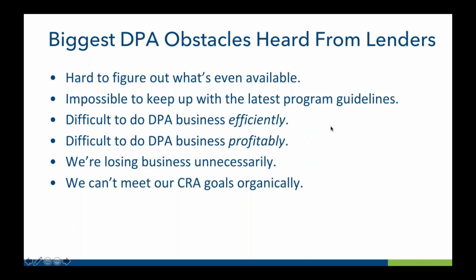But we also hear that it's difficult to do DPA business efficiently, meaning everybody in the supply chain that is impacted by a DPA knows what to do, when to do it, efficiently does it, avoids loan defects and so forth. But we also hear that it's difficult to do DPA business profitably. And we're going to speak to some of those issues and ways to get around the issue of doing these profitably. Of course, we hear that it's hard to compete sometimes if you're not working with DPAs. We feel like we're losing business unnecessarily is a common obstacle that we hear from a lot of lenders.